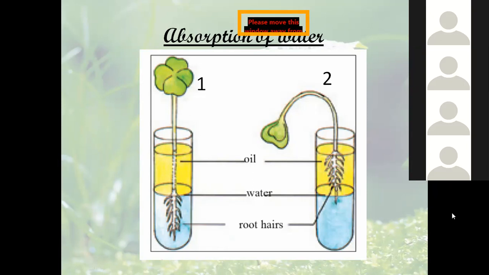So Ibrahim, what is the difference between the two tubes, 1 and 2? First of all, don't look at the result. What happened to the plant? I'm talking about the conditions. Here we have tube 1, here we have tube 2. Both of them contain water, both of them contain oil. Both of them have root hairs and roots. So what is the difference? Look at these two tubes, Ibrahim. What is the difference between them?